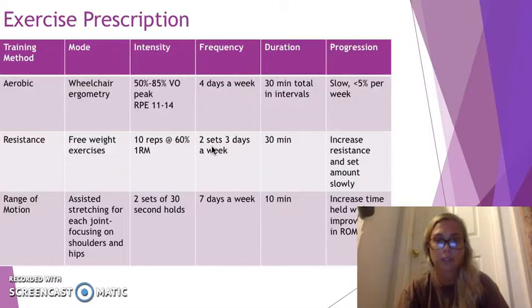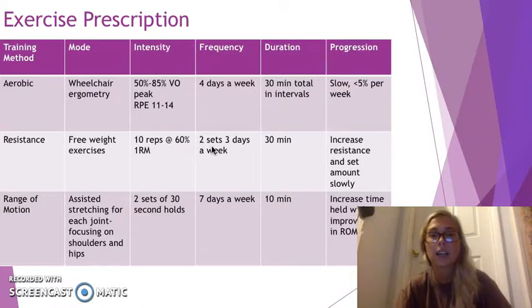And the exercise prescription. So for aerobic, wheelchair or arm ergometry at about 50 to 85% of his VO2. And keep the RPE at 11 to 14. Make sure he's exerting himself, but not too much. This should be about 4 days a week and 30 minutes. And I chose intervals, at least to start. And then progression. So slow progression, like I said, less than 5% per week, up to 5%.